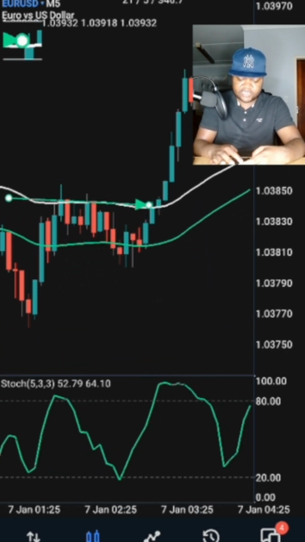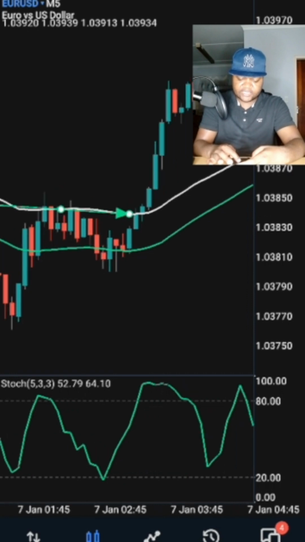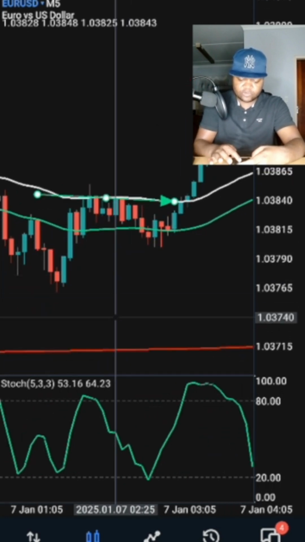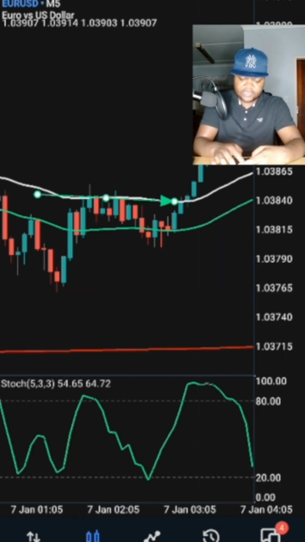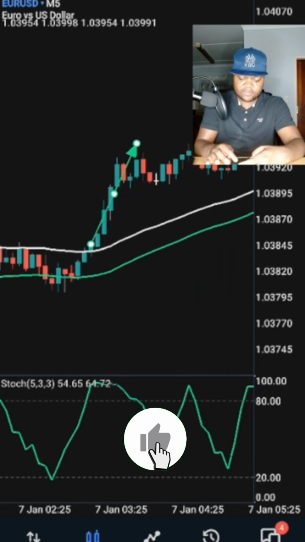When we have a bullish candle that closes above the white line, then you enter. Then your recent swing low was below this particular level here. That's where you're going to place your stop loss. So your entry is here, right around this particular level. Then you hold the trade.